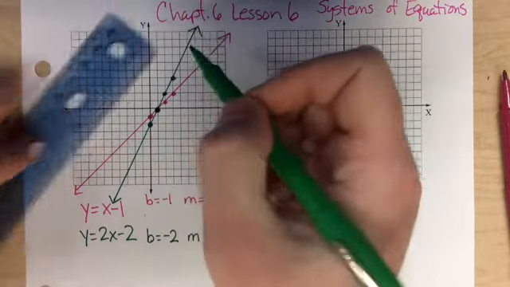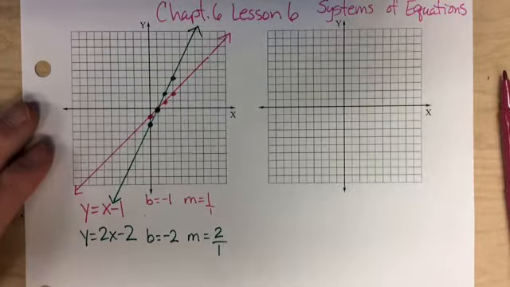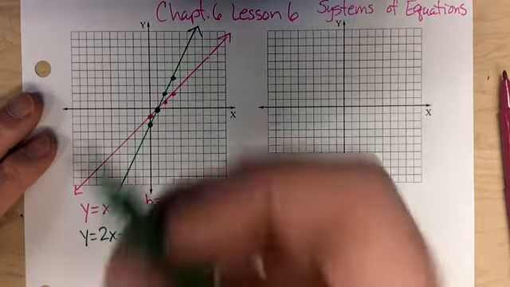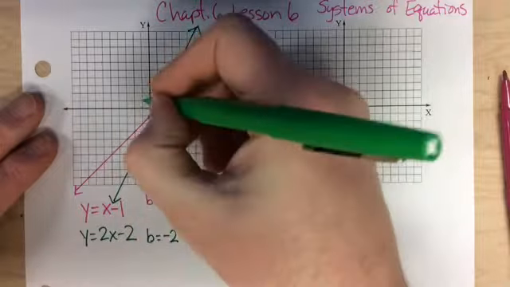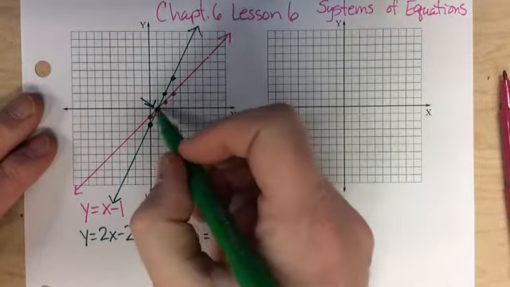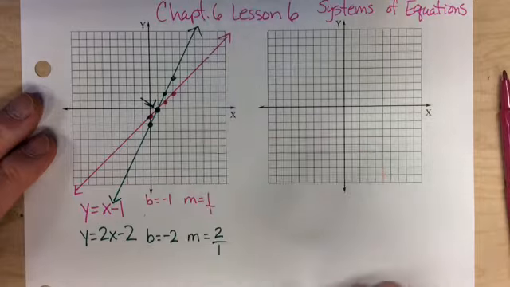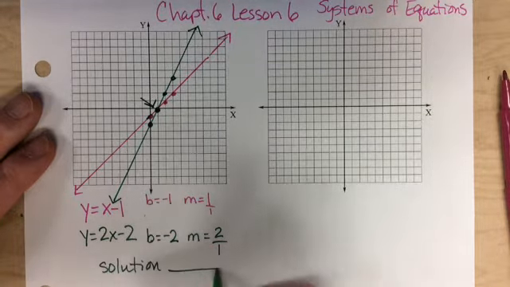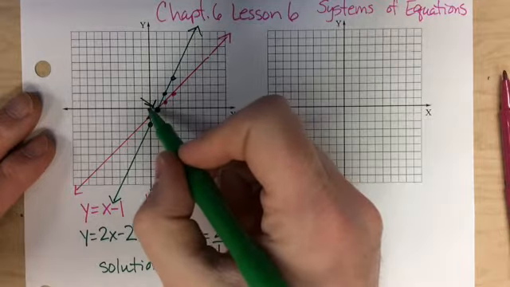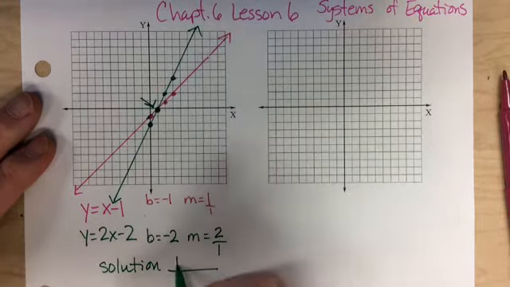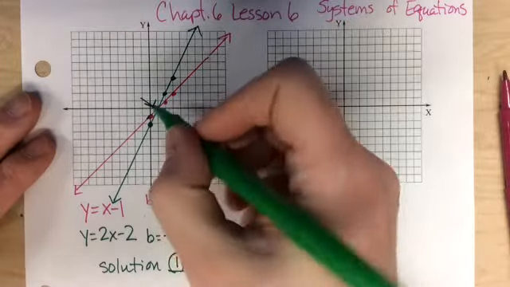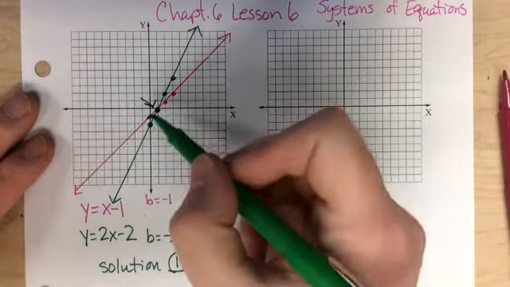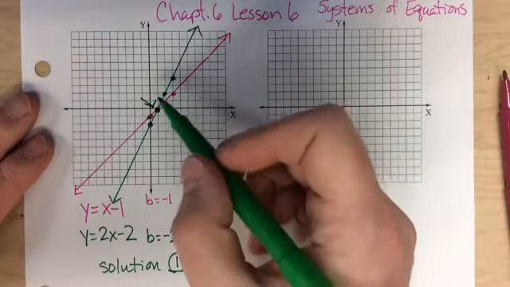Now the solution that I'm looking for is the point where these two lines cross. And you can tell right here, and I'll draw a little arrow to it, that that is the point where both of those lines cross. So that's my solution. So the solution is that point, which is 1, 0, because that's the point where the two lines cross. So the solution to a system of equations is the point where the two lines intersect, or where they cross.